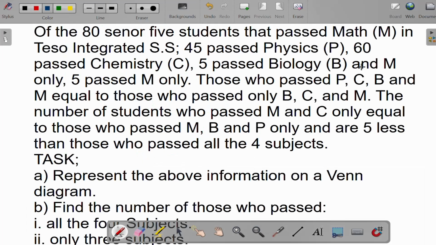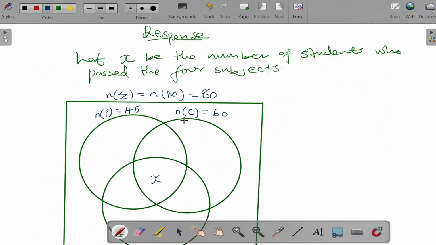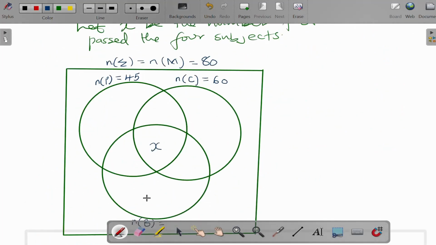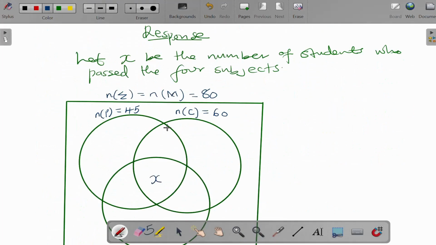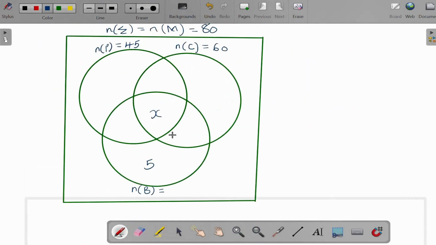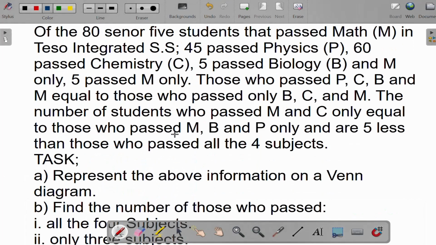They are saying that 5 passed biology and math only. So we can count 5 passed biology and math only. Remember, math is our universal. That means the 5 they are talking of are here. 5 passed math only. So if math is the universal, it means the other 5 they are talking of are just outside here. 5. Then we move on to the next thing.